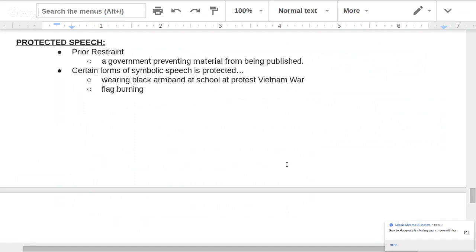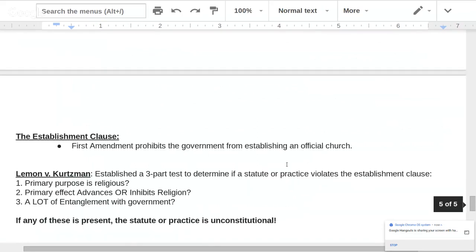I did not write it on here, but hopefully you can go on and you will learn more about symbolic and pure speech. Symbolic speech, such as wearing a black armband at school in protest of the Vietnam War, and flag burning. Yes, flag burning, in my opinion, I completely disagree, should be banned, but it is a form of symbolic speech. And yeah, I mean, it is protected, fortunately, but yeah.